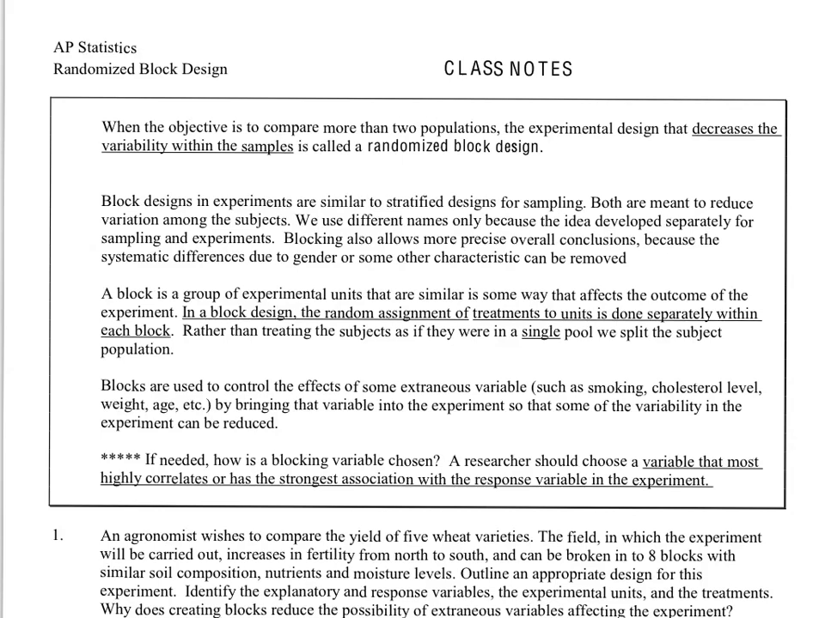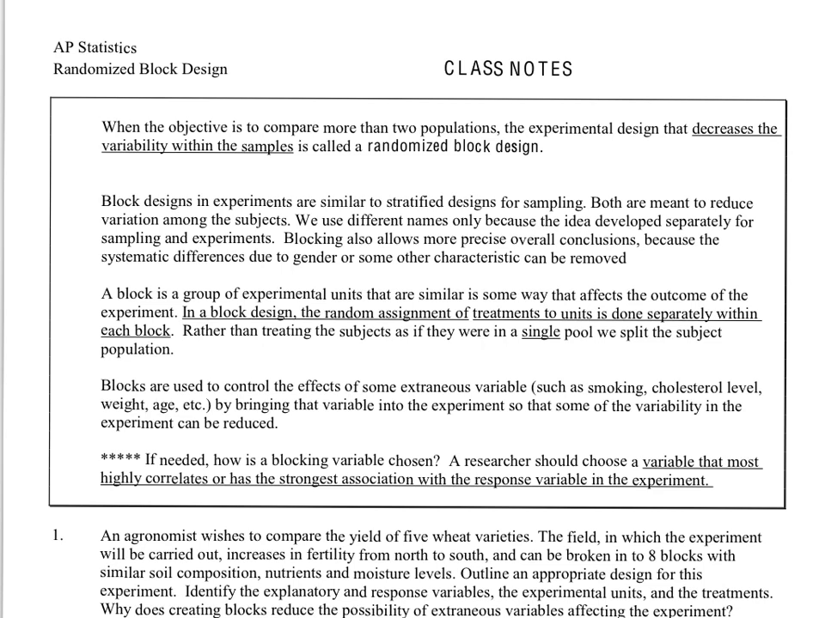Okay, so we're talking about randomized block design. When the objective is to compare more than two populations, the experimental design that decreases the variability within the samples is called a randomized block design. Block designs in experiments are similar to stratified designs for sampling. Both are meant to reduce variation among the subjects. We just use different names because they were developed in different places, but the main idea is the same.